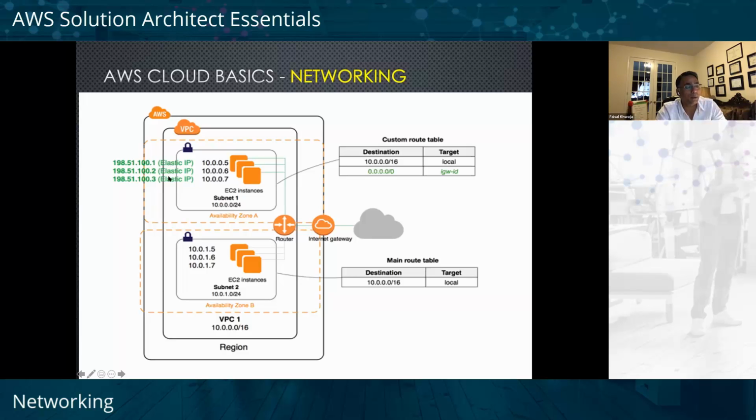These are the elastic IP addresses. If you want to associate specific IP addresses with specific machines, you can get those elastic IP addresses and tie them here. For example, you can say this EIP 198.50.100.1 is my IP address, and it is going to be associated with this local subnet IP address, which is 10.0.0.5. And then this one, 198.50.100.2, is associated with 6, and so on and so forth.